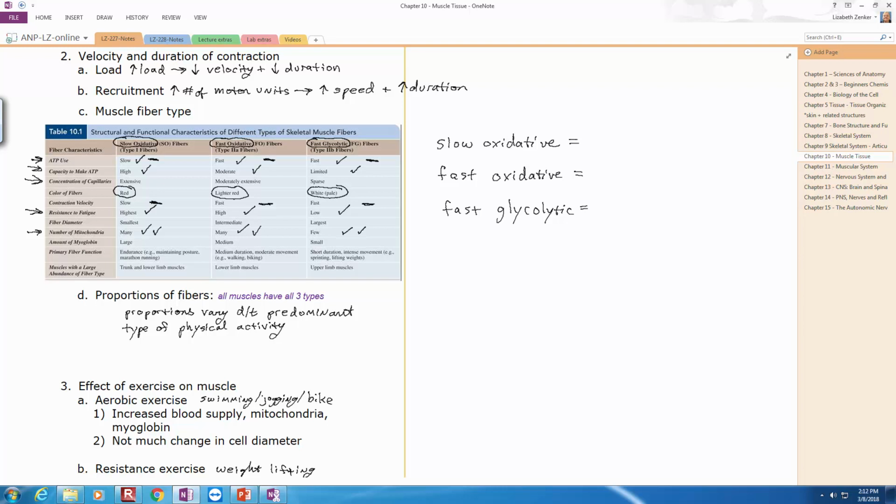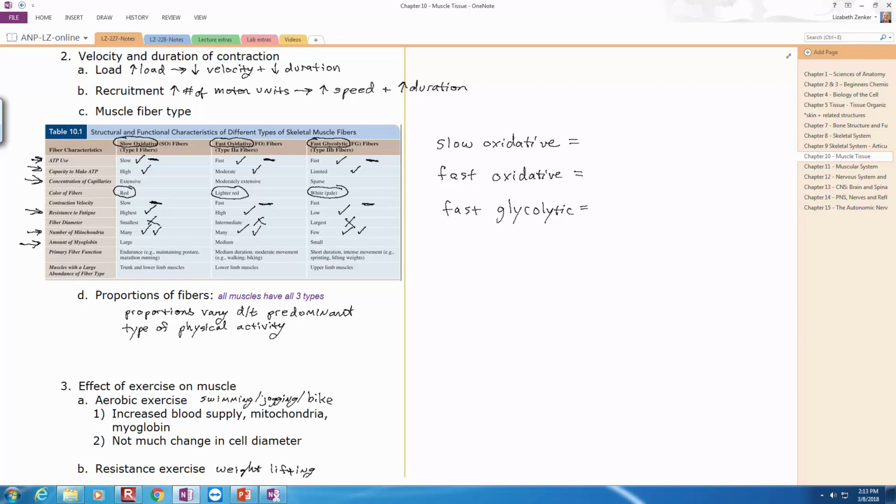Fiber diameter, small for slow oxidative. It just tends to be smaller there. Where's the fiber diameter? Right here. Okay, and then it's intermediate, in between in diameter, for fast oxidative, but fast glycolytic will be the largest in diameter. And then myoglobin, which is down here, which we said is in our muscle cells for the ability to carry oxygen. So this is like hemoglobin. And so the red fibers are going to be higher in myoglobin. The white fibers would be low in myoglobin. Okay. So that was pretty cool.